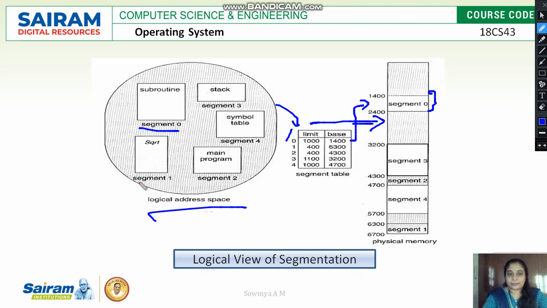If I take segment 1, where the library function is stored, the limit is 400 and the segment starts at address 6300. So 6300 plus 400, the segment ends at 6700. This is how the logical view of segmentation is actually stored in the physical memory.